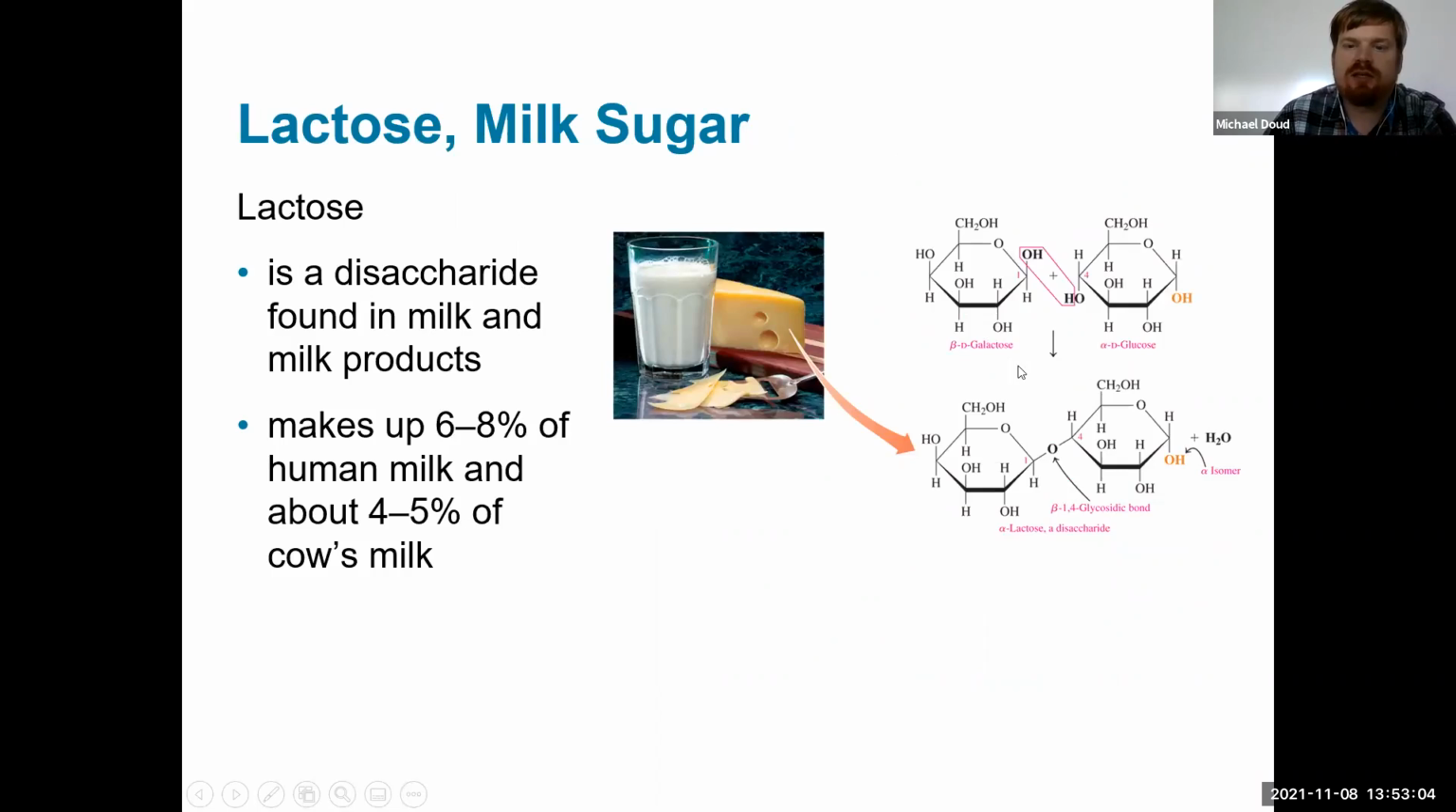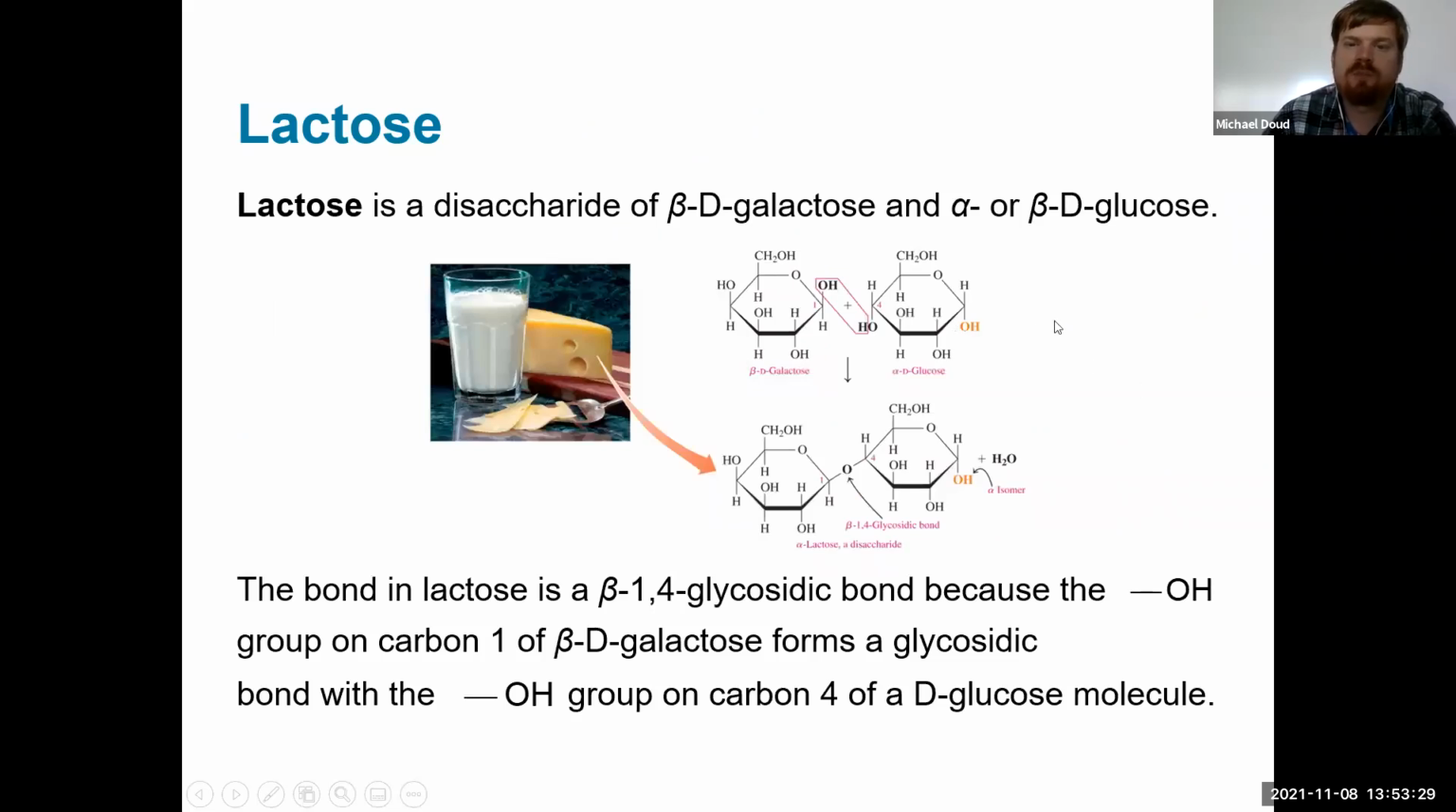Now, lactose, on the other hand, is starting from beta D-galactose and alpha D-glucose. What happens here is we have a beta 1,4 glycosidic bond. In other words, it has to be the beta from carbon 1 bonded to the fourth carbon on the other one. That's where we have this oxygen bridging in between. I think we have a better look at it here.